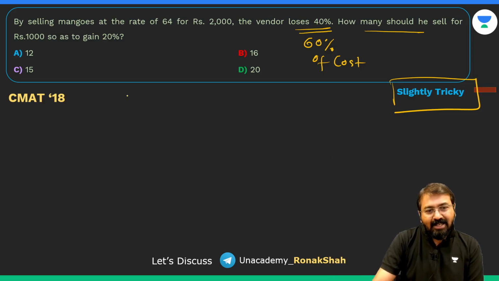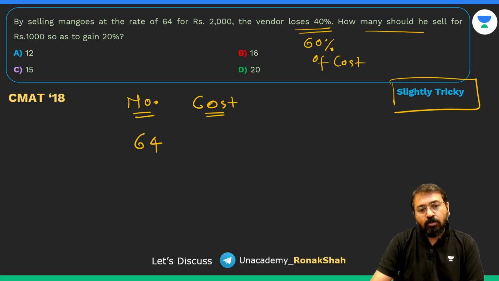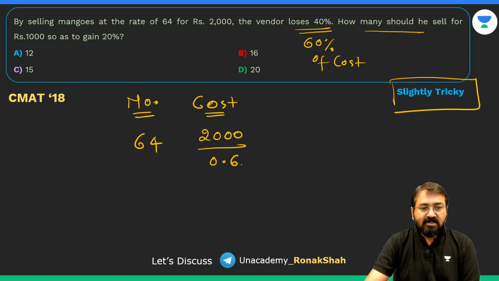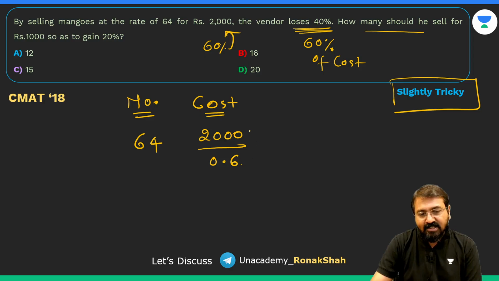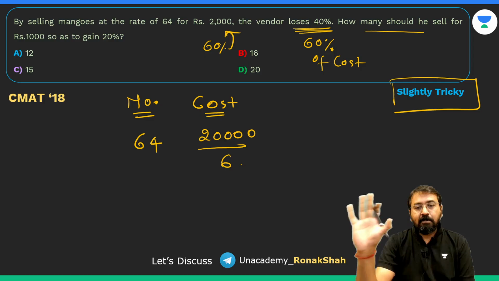So guys, can I say my cost price for 64 mangoes? Let me write over here number of mangoes and cost. So for 64 mangoes, my cost should be how much? Can I say 20,000 divided by 0.6? Because 60% of my cost is equal to this, then I lose 40%, right? So let me simplify this. 20,000 divided by 0.6 is 200,000 divided by 6. Don't solve this one because the numbers are very convenient.